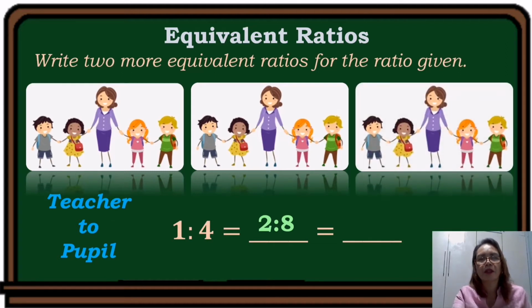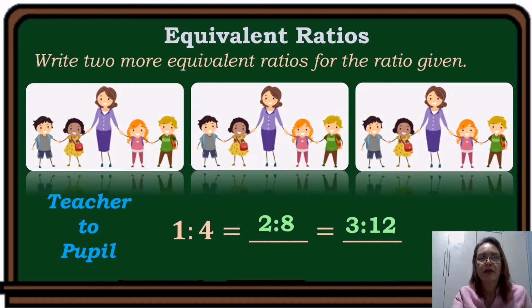And then I add one more picture. So how many teachers are there in all? We have 3 teachers. What about the pupils? We have 4, 8, 12. So therefore, what is the ratio of teachers to pupils? 3:12. Okay? So 1:4 is equal to 2:8 is equal to 3:12. These are equivalent ratios.